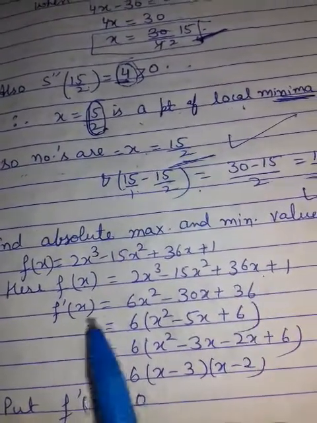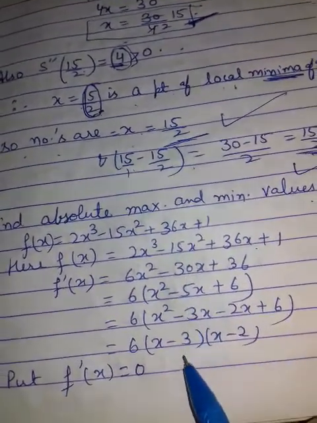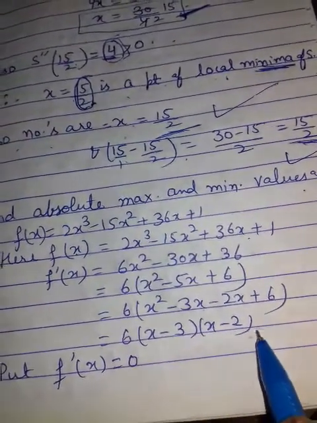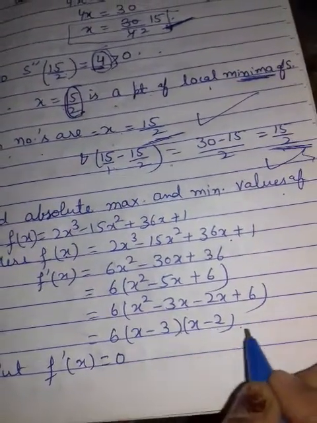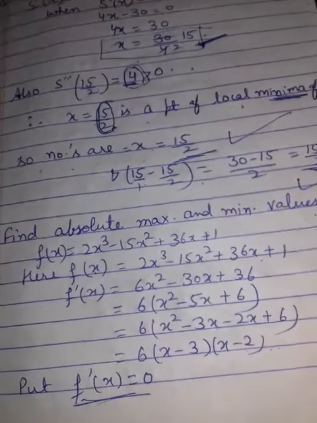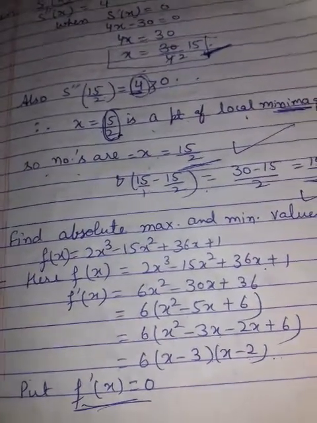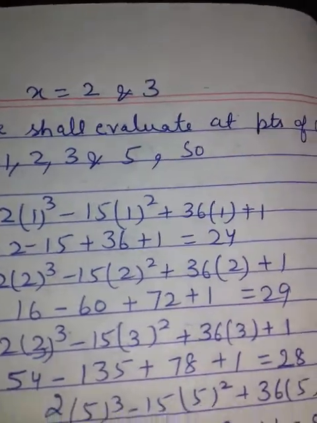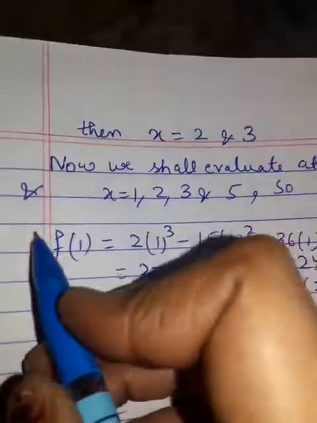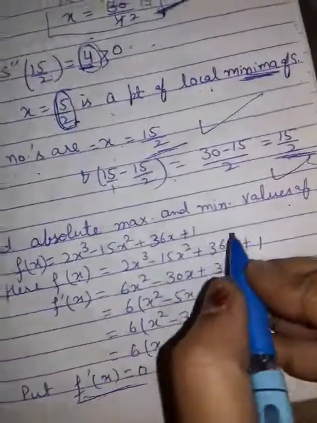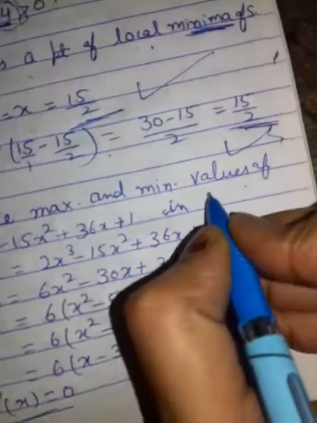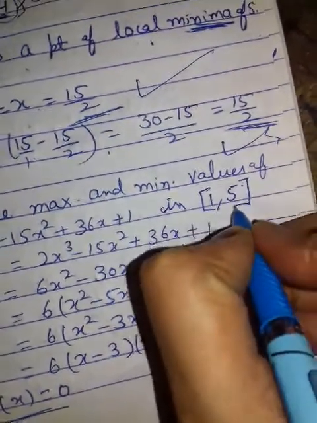Firstly, f of x is given, and I have taken f dash x. I find this one, and after that I split it into middle form. Then I got the values x equal to 3 and x equal to 2. You know that f dash x you always put equal to 0 to find the critical or turning point of the graph. Then I got 2 and 3. But here we will also evaluate the given function at the extreme values of your given interval. What is the interval given to you? 1 to 5. A closed interval 1 to 5 is given.